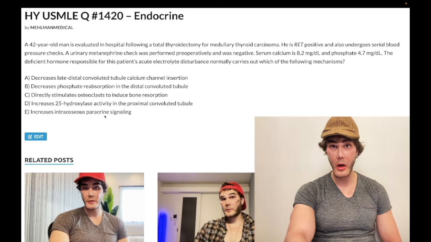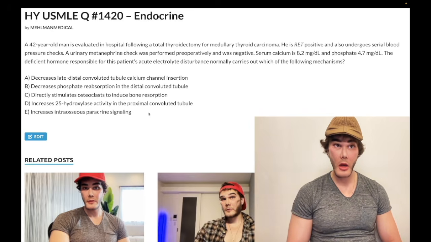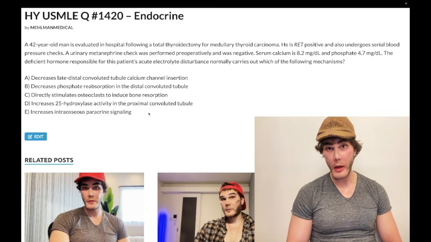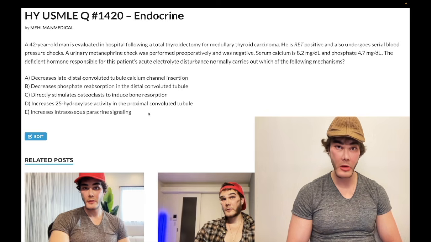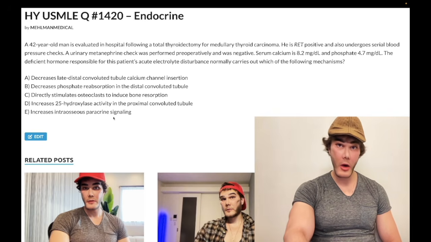Choice E, increases intraosseous paracrine signaling. Correct answer. Paracrine just means hormonal signaling in the local vicinity. So when we talk about RANK-L, RANK interactions, that's paracrine. In the same way, for instance, tangentially, in the thick ascending limb of the loop of Henle, you have paracellular calcium and magnesium absorption. That prefix para is around or next to. So you have RANK-L, RANK interaction from the osteoblast to osteoclast. It's how PTH functions.